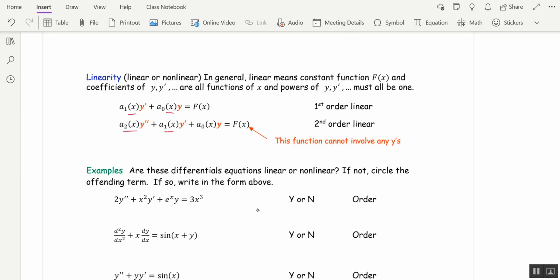And then over here on the right-hand side, this function, for lack of a better term, I'm going to call it a driving function.